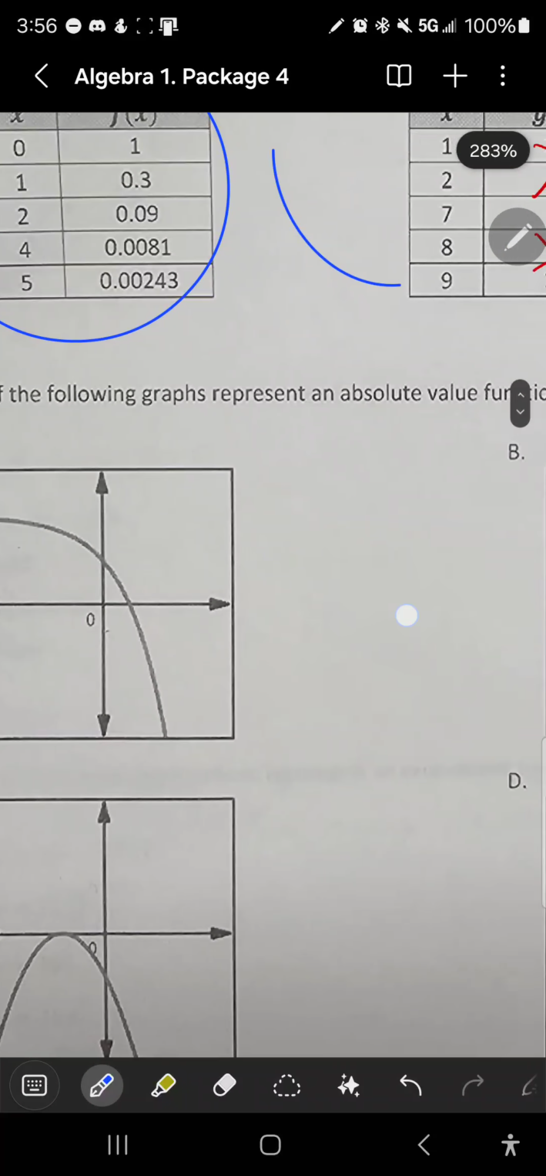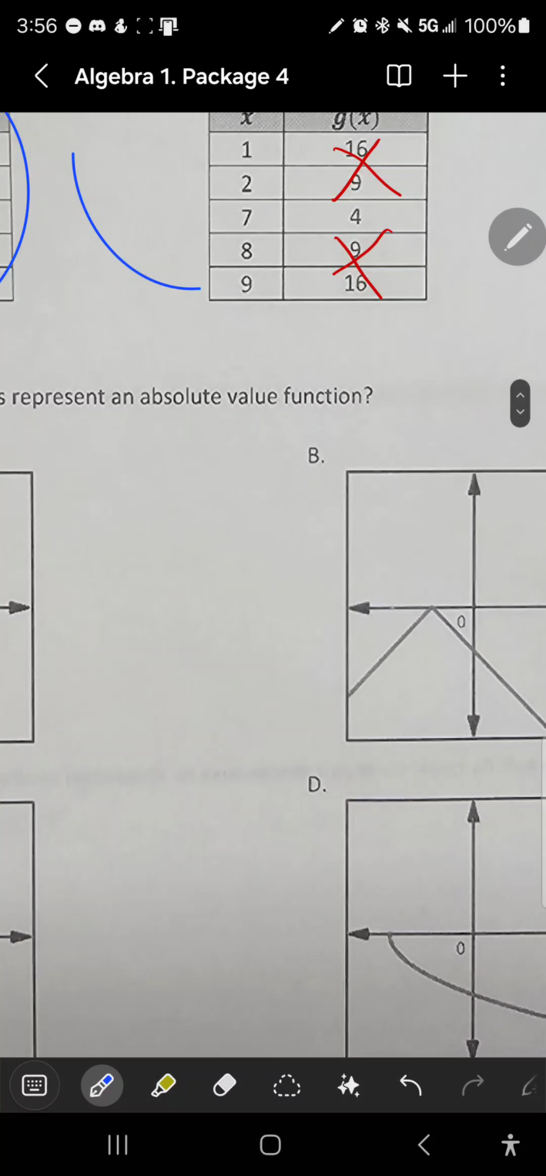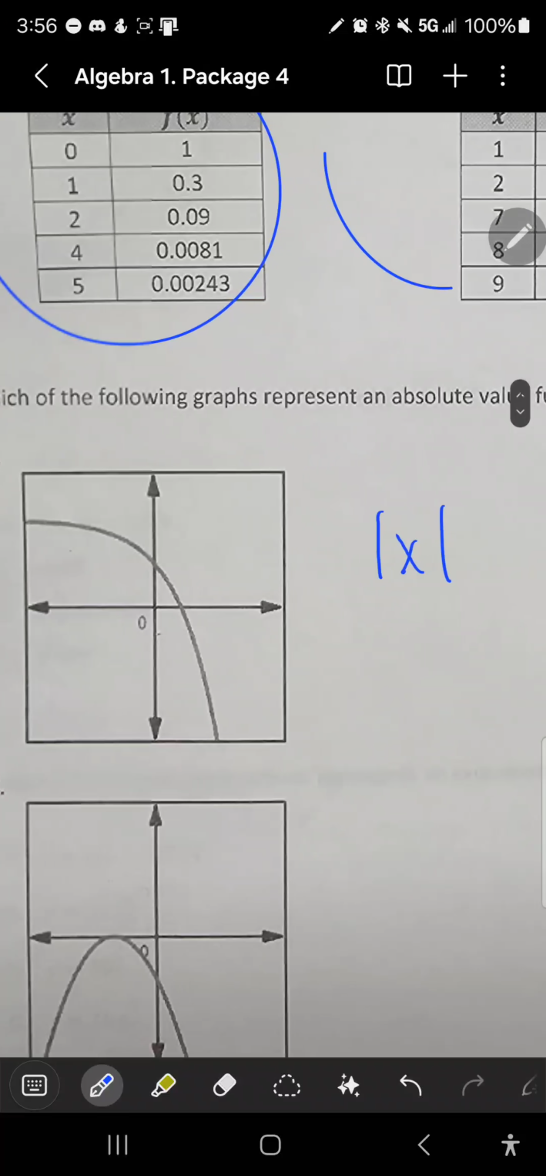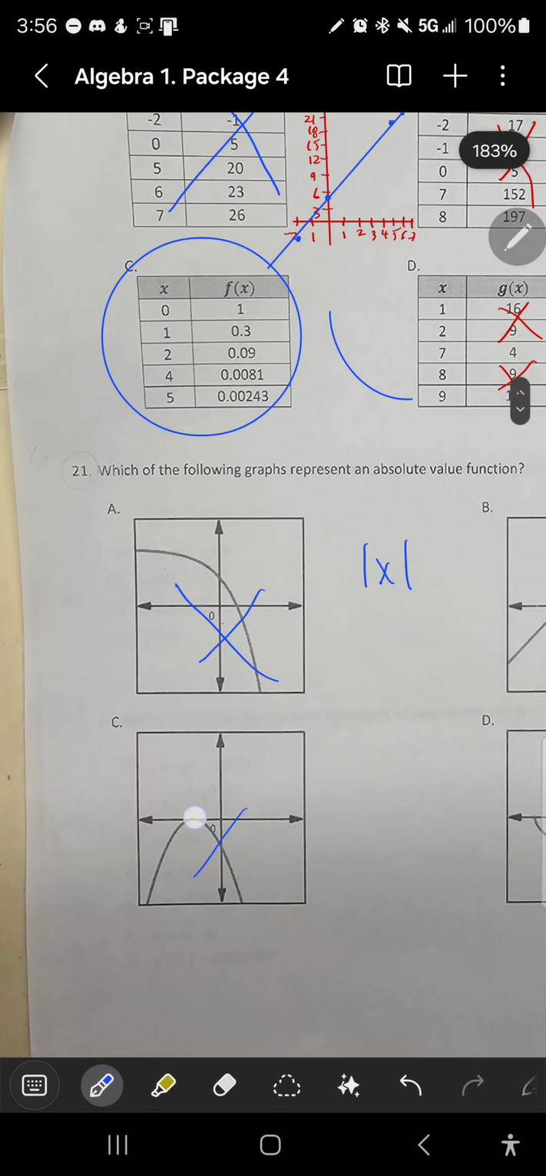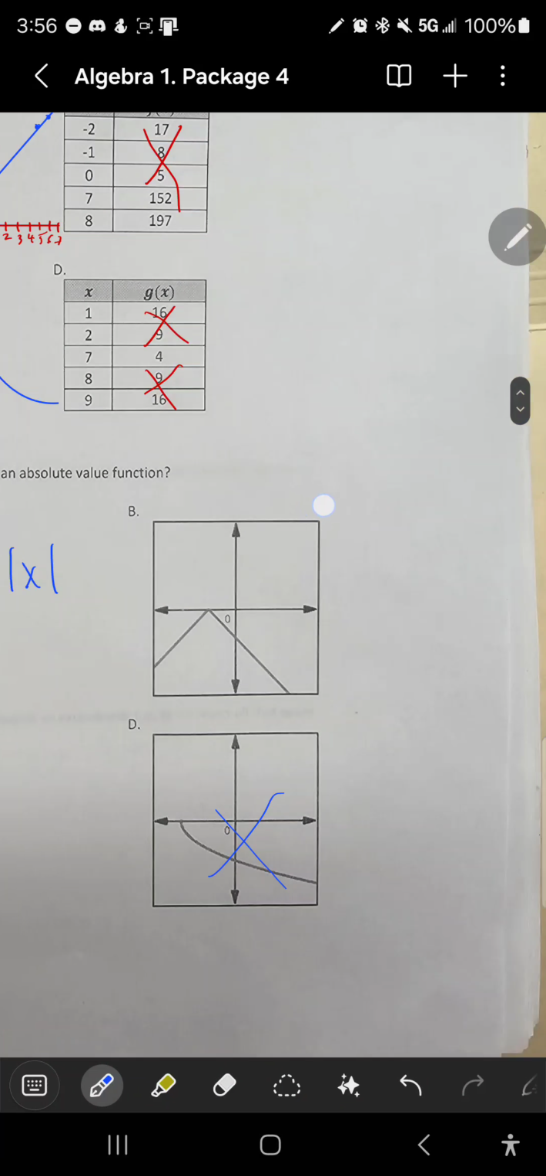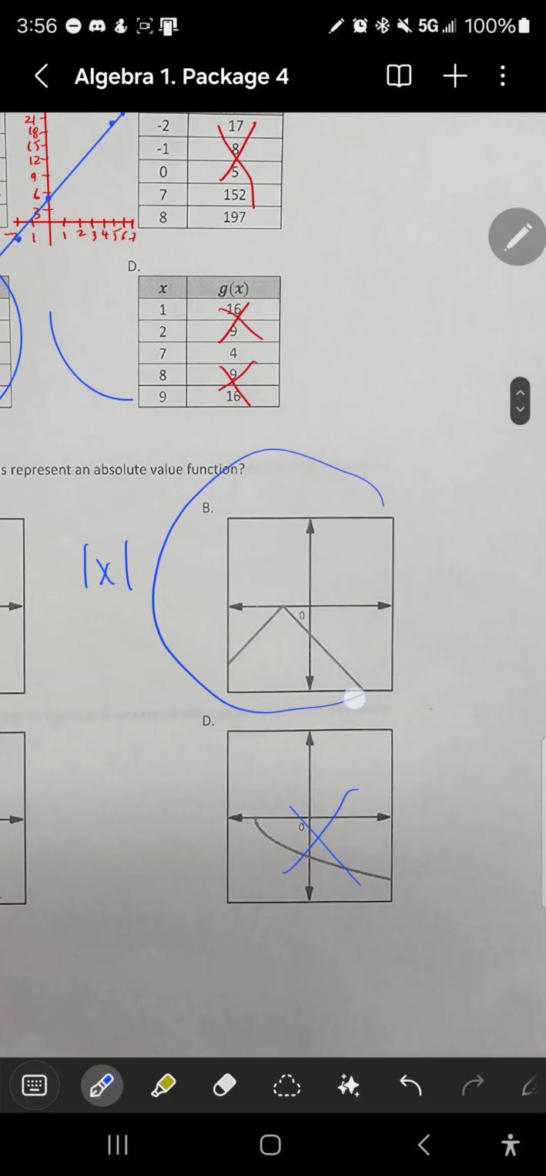Now let's check. Which of the following graphs represents an absolute value function? So as I said before, absolute value means absolute value of x, and that will make all the numbers positive, and it's going to be a straight line since x is a linear function. So it will be just a straight line to the left and a straight line to the right. So no, no, no, neither of those are straight lines. Yes, B is our answer.